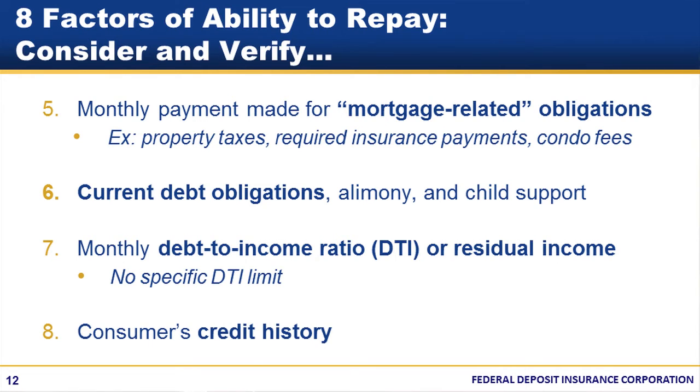Finally, the eighth factor is the consumer's credit history. Keep in mind here that this does not require creditors to obtain or consider a consolidated credit score, such as a FICO score. Also, the rule specifically says that you are allowed to look to non-traditional credit references, such as rental payment history or utility payments, though you are not required to do so.